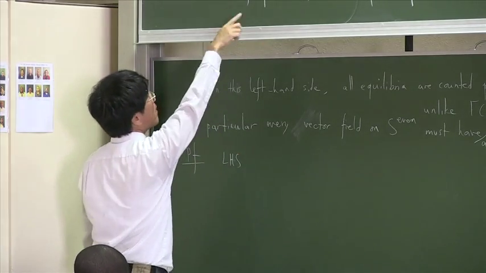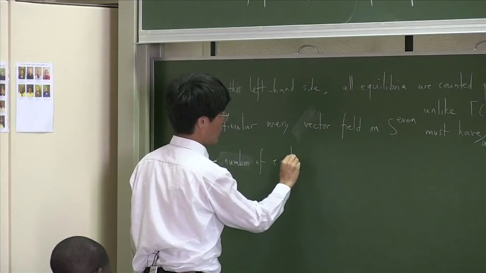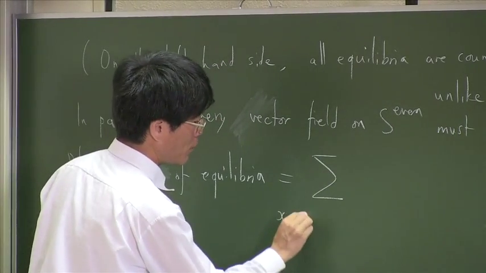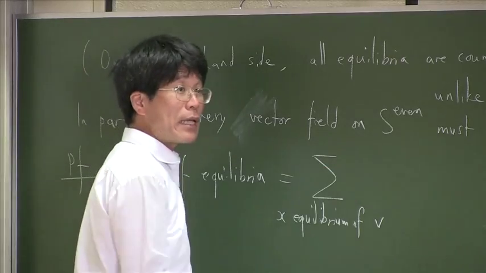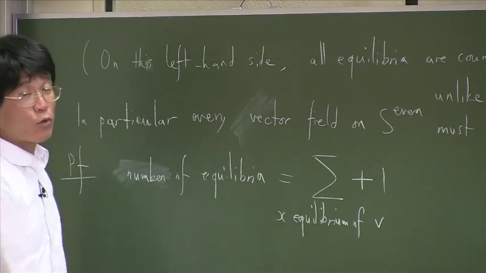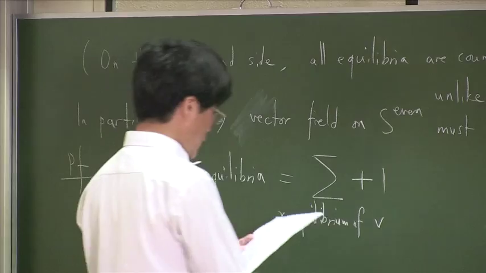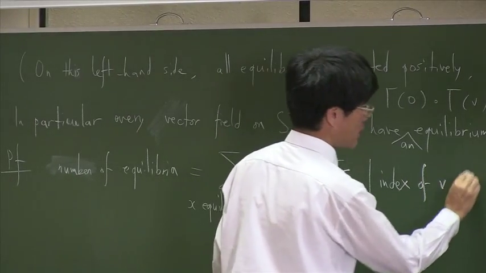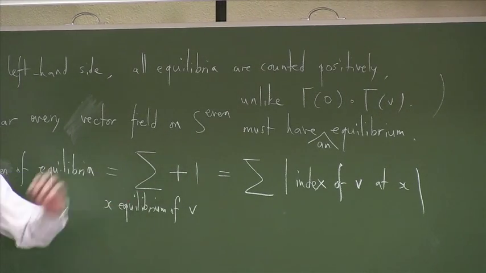This left-hand side, number of equilibria. Okay, let's write it like this. Number of equilibria is equal to, I can write it rather awkwardly like this, summation over all the equilibria of my vector field V, but instead of summing the index at each point, plus or minus one, I'm going to sum just plus one. Okay? For each equilibrium, I just give plus one. That's going to give you the number of equilibria, of course. But this plus one can be interpreted as the absolute value of the index of V at x, right? Because the index of V at x is plus or minus one. So if I put the absolute value, they all become plus one.